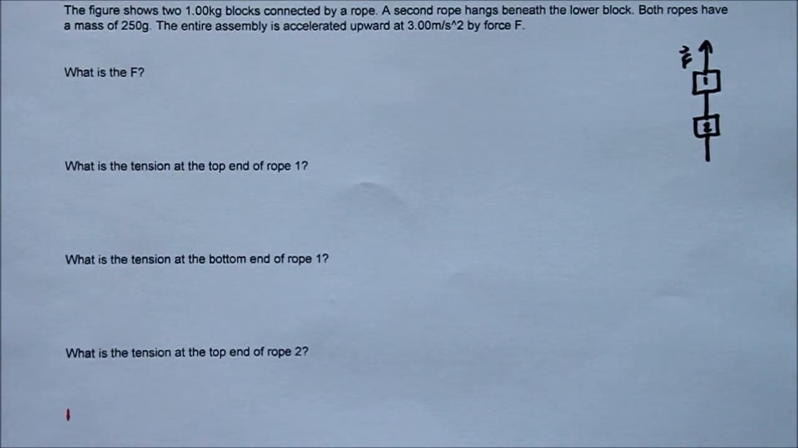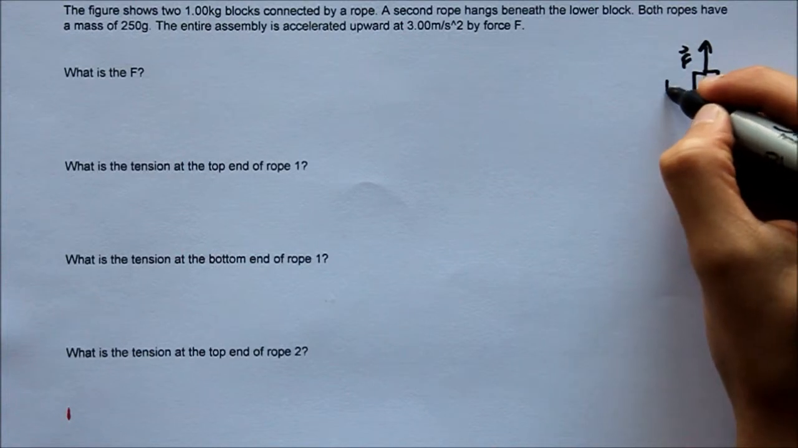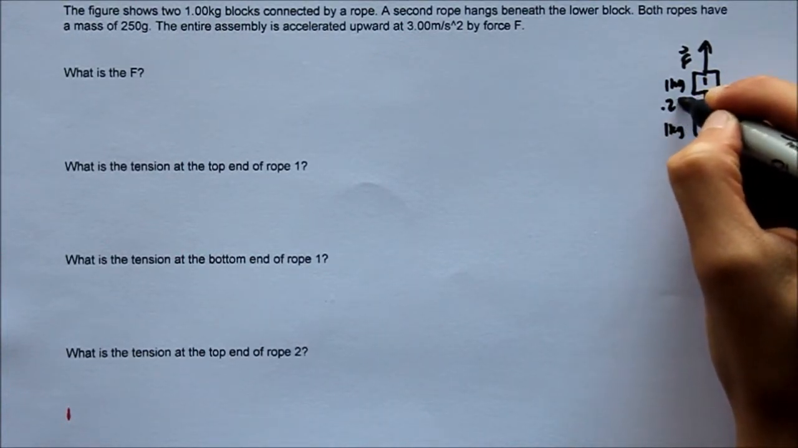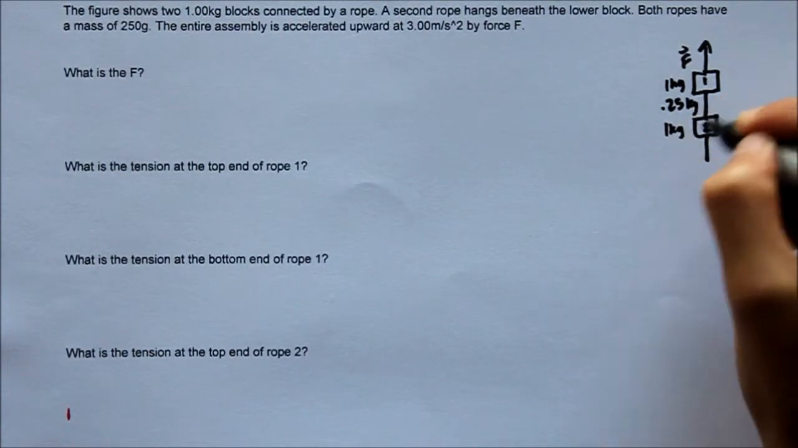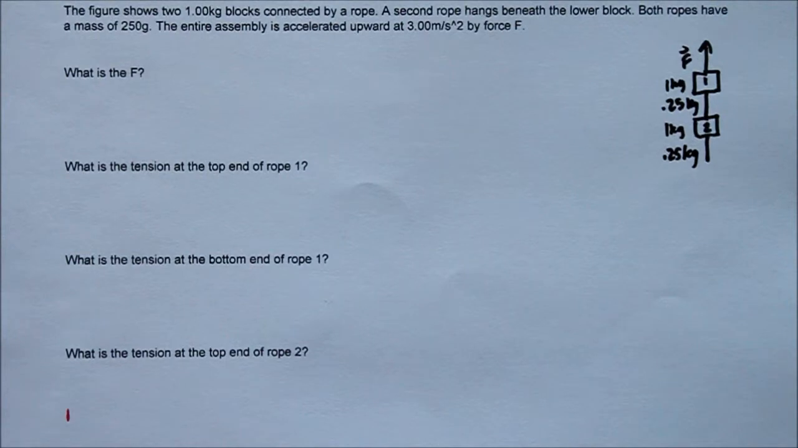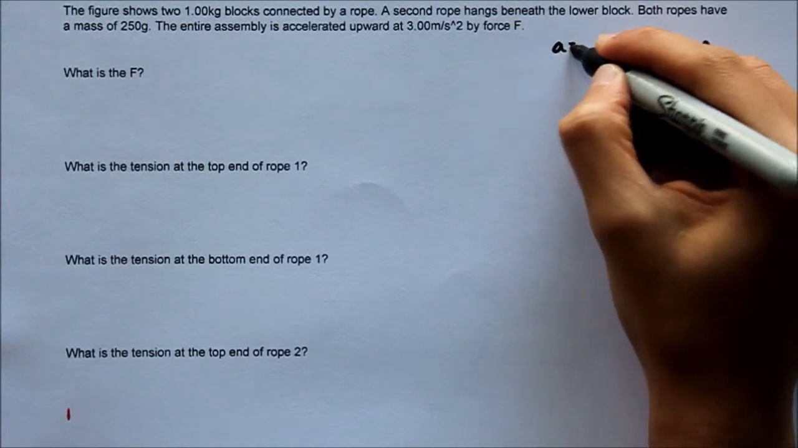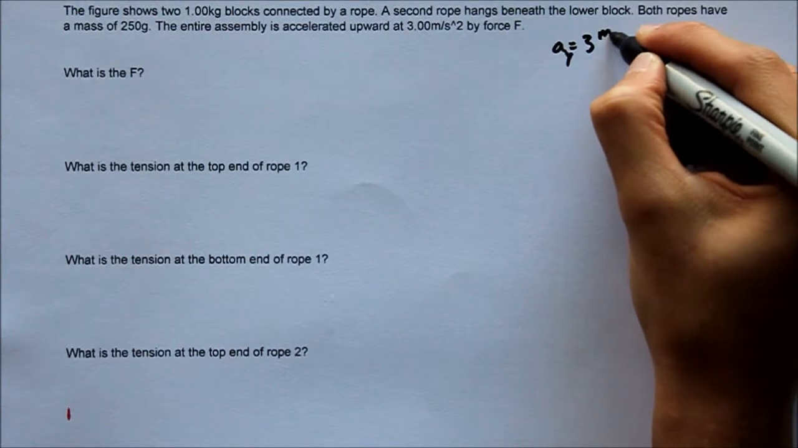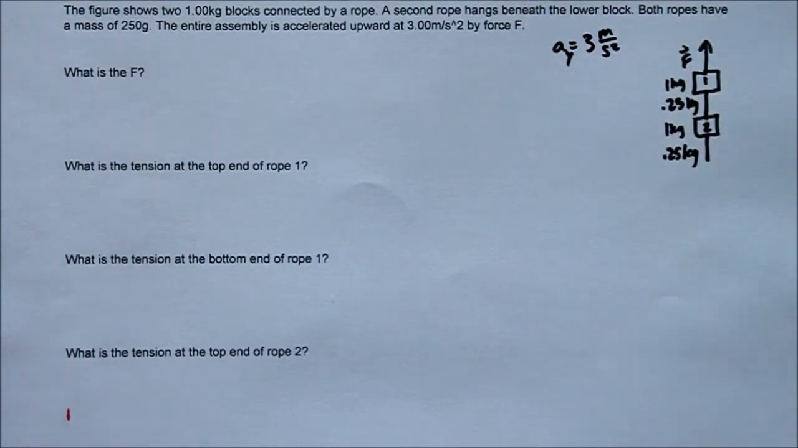Basically, our knowns are the masses of each of these things. Each of those are 1 kilogram, 1 kilogram, and then this is 0.25 kg and 0.25 kg. I'm sorry it's a little small, but I just didn't have room to fit the figure on there. So we know the mass, and another known is that it's always going to have a constant acceleration in the y of 3 meters per second squared.